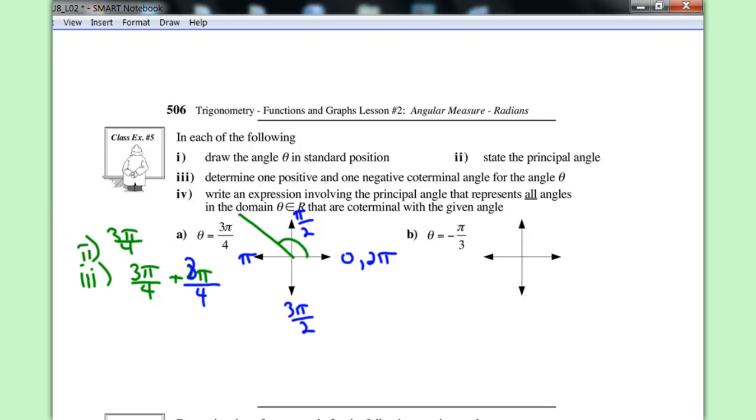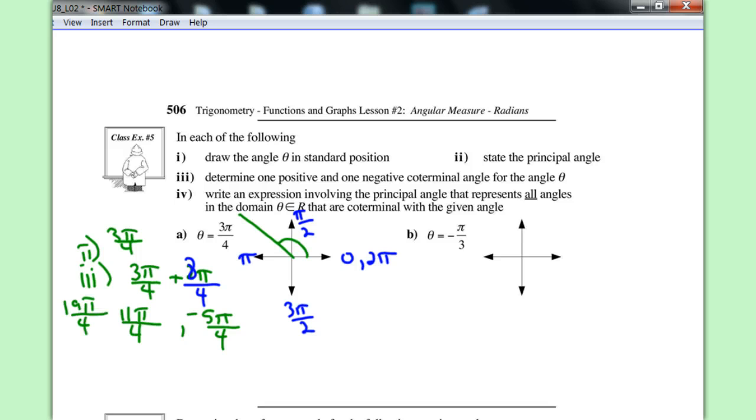8 divided by 4 is 2. So if you add 8 quarters, then really what you have is 11 pi over 4. Man, that was easy. And if I subtract 8 over 4, then I would have minus 5 pi over 4, right? So adding or subtracting, and I could do a gazillion of these. If I added another 8 pi over 4, then I'd be at 19 pi over 4.